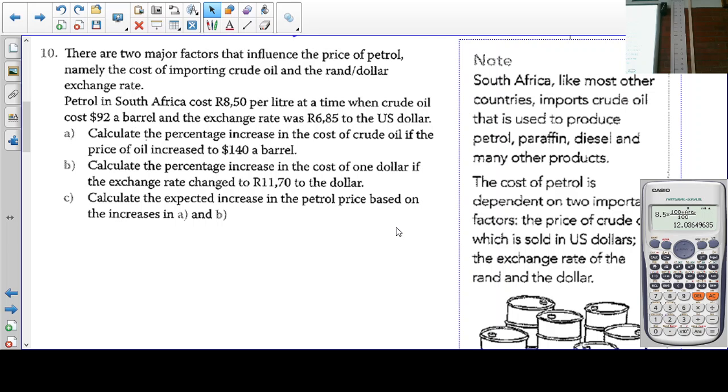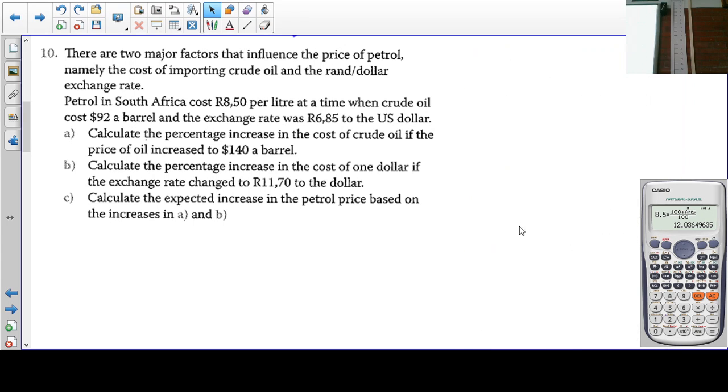Then we are told that the cost of petrol is dependent on two important factors: the price of crude oil, which is sold in US dollars, and the exchange rate from rands to US dollars. So the weaker the rand becomes, the more expensive it becomes from our point of view to buy. Okay. And of course, if petrol goes up, or diesel, everything goes up. Okay, that has a ripple effect on everything. Okay.